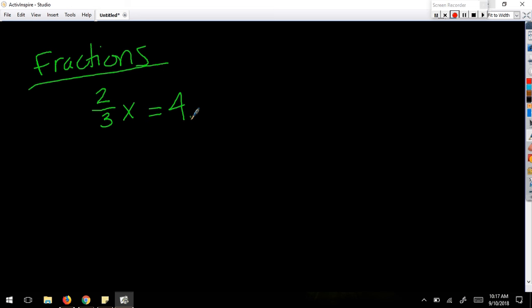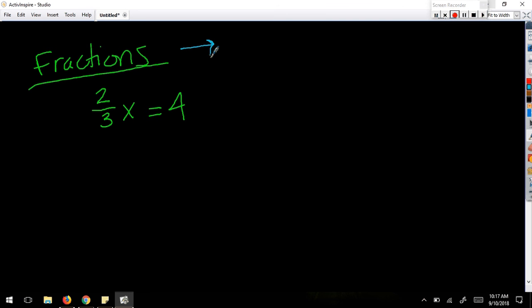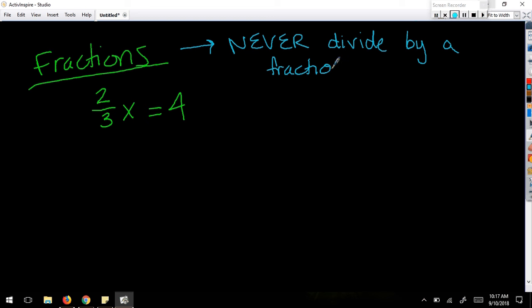Here's the trick with fractions. Fractions are kind of difficult to work with sometimes. I'm going to give you a rule of thumb that will take you through the rest of high school. This will help you out always, always, always. Never divide by a fraction. So the question is, well, if I'm not dividing by the fraction, what in the world am I going to do?